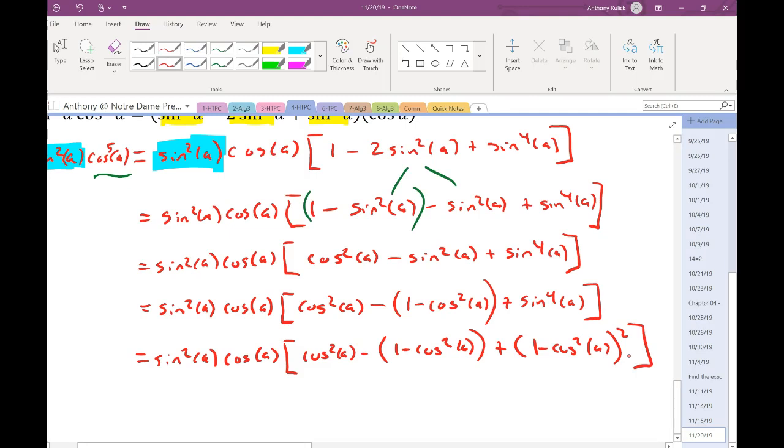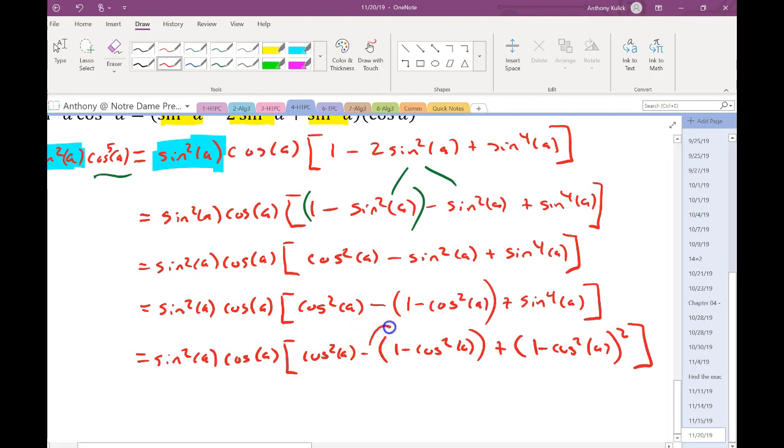Okay, what do you guys want to do now? All we have is ones and cosines inside the brackets. Let's just multiply this stuff out. Let's get rid of all the parentheses so we can start combining those things together. Because somehow this should give me what? All that stuff in the brackets needs to turn into cosine to the fourth, right?